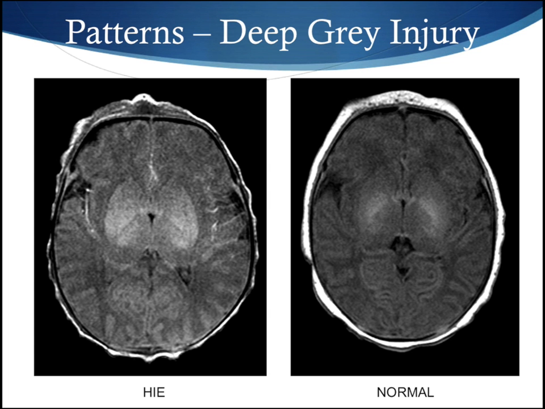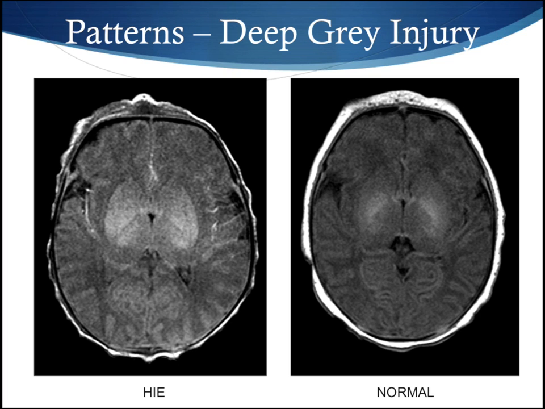Here's an example of an HIE patient on the left versus a normal patient on the right. These findings are often very subtle, as in this case. In the normal case, we can identify the posterior limb of the internal capsule, which usually shows relatively increased signal relative to the adjacent gray nuclei.